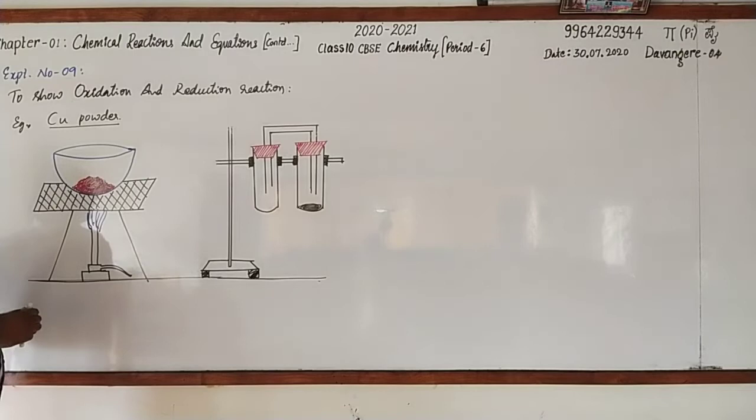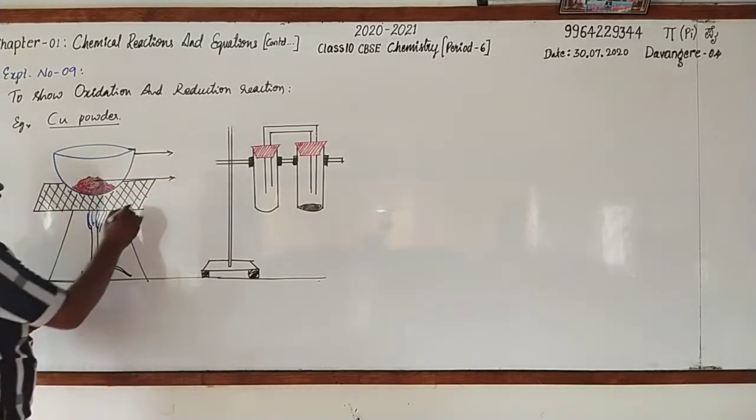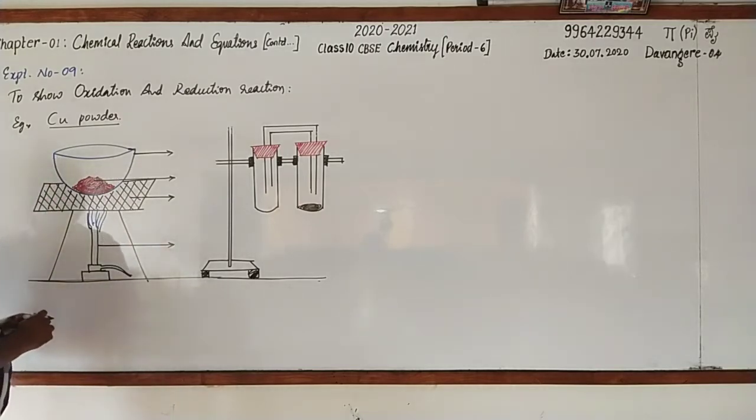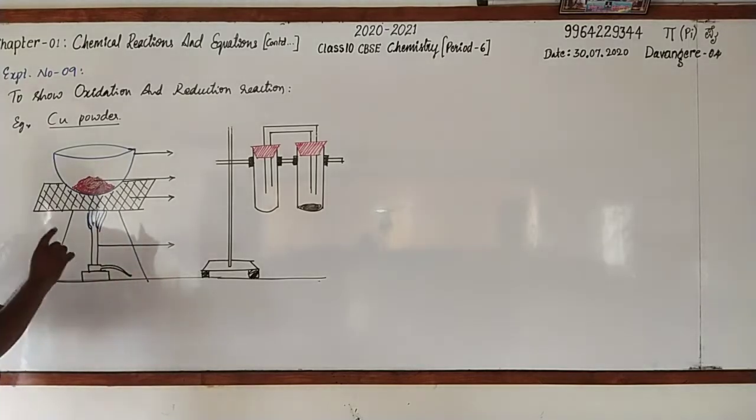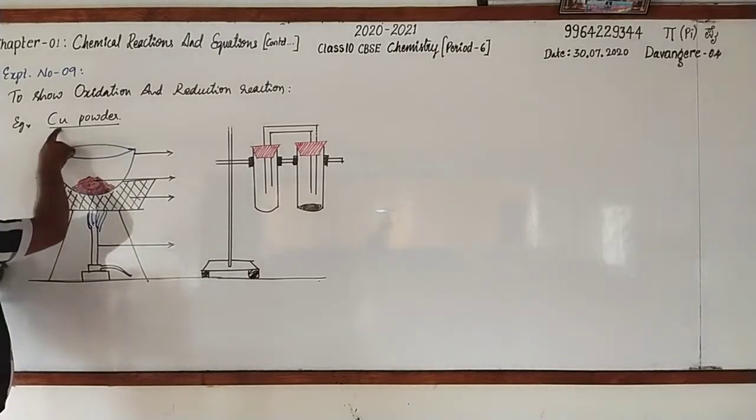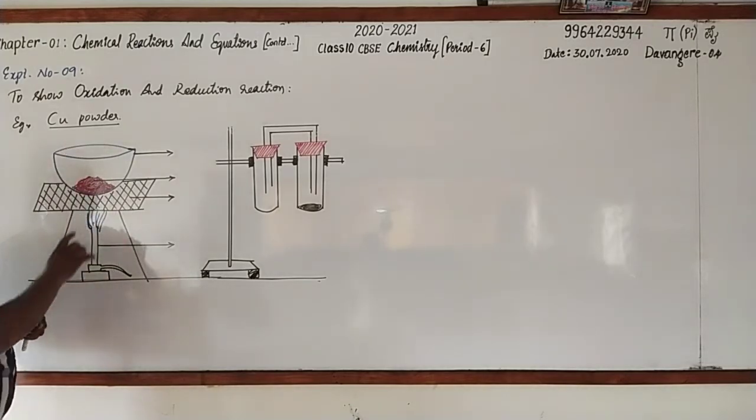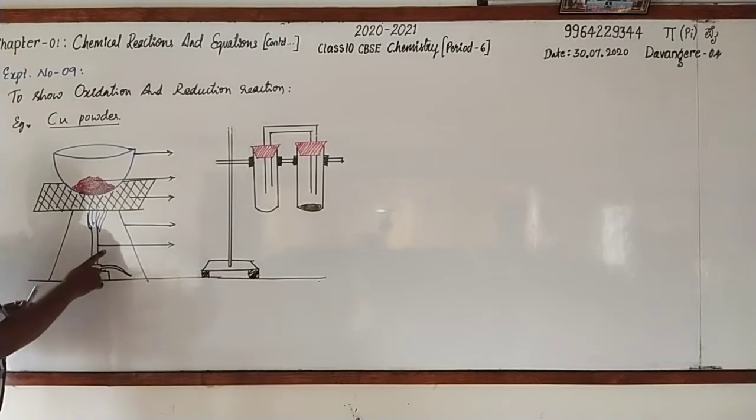Here, this is the experimental arrangement. Here we have the china dish, and in that we have taken copper powder, which is brown in color. Then this is wire gauze and this is the tripod stand. Sorry, it is Bunsen burner. Then this is flame. Look here. Now let's go through the procedure. Take some amount of copper powder, maybe 5 gram or 10 gram, in a china dish and place it on the wire gauze which is placed over the tripod stand, and below that we have placed the Bunsen burner. Then start providing heat.